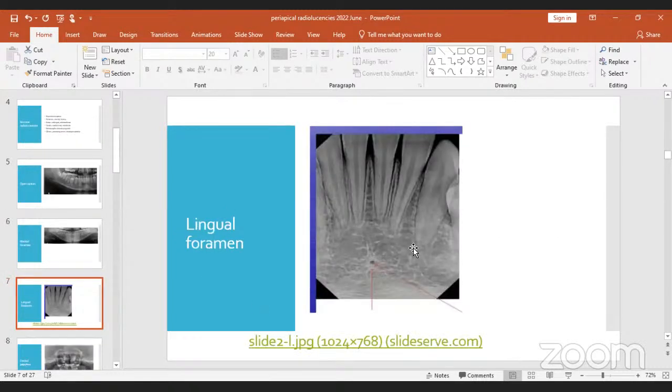And then here we have the lingual foramen, which is around the geniotubercles. The geniotubercles are the radiopaque area around that foramen. So that's the lingual foramen. You also find it apical to the lower incisors. So that's a normal occurrence.